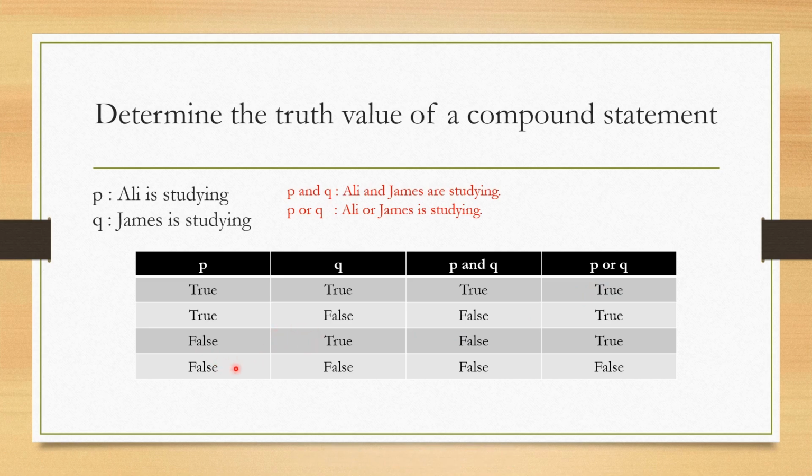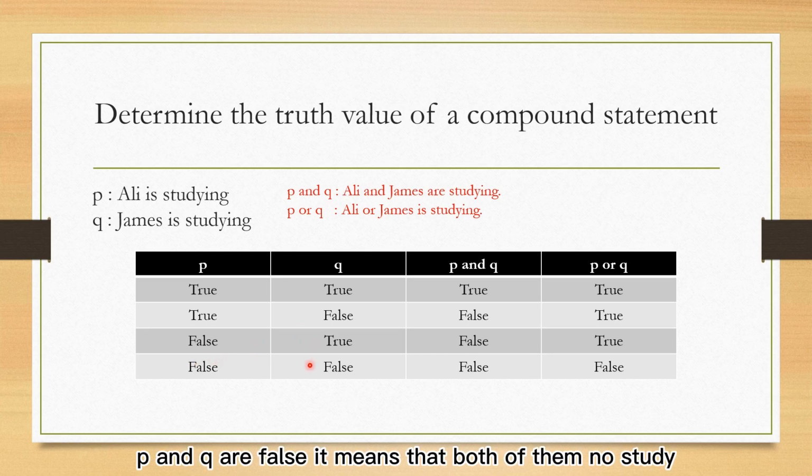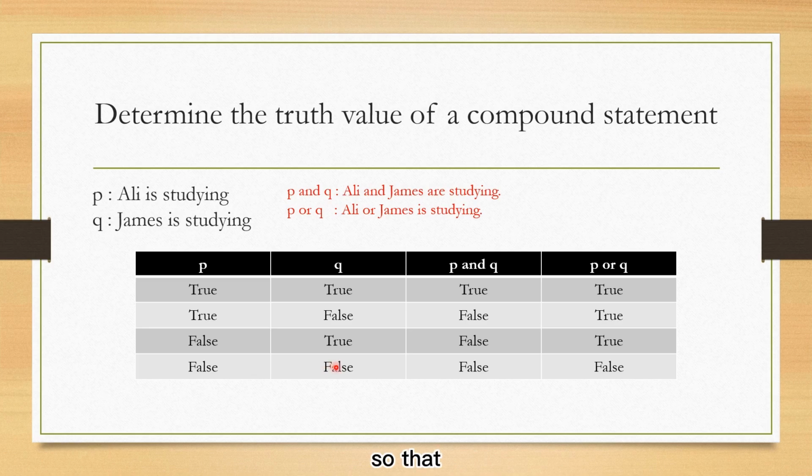The fourth line, P and Q are false. It means that both of them don't study, so the compound statement P and Q will be false, and the compound statement P or Q also will be false.